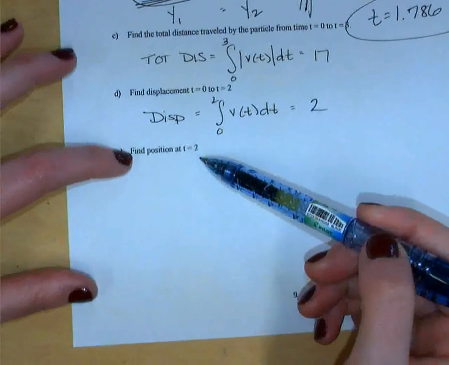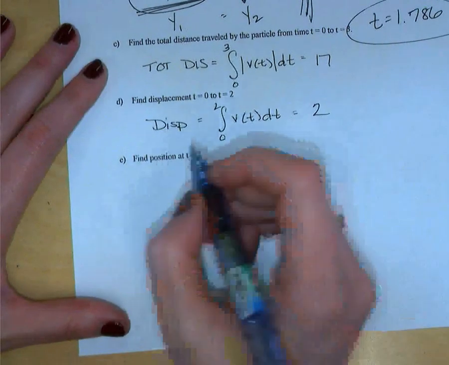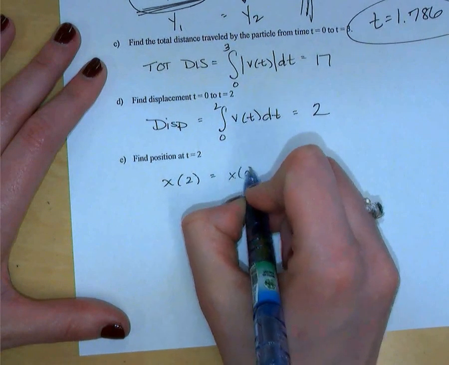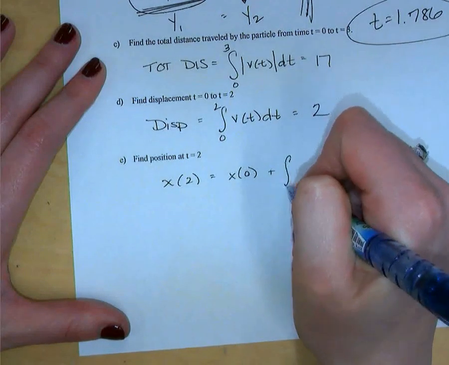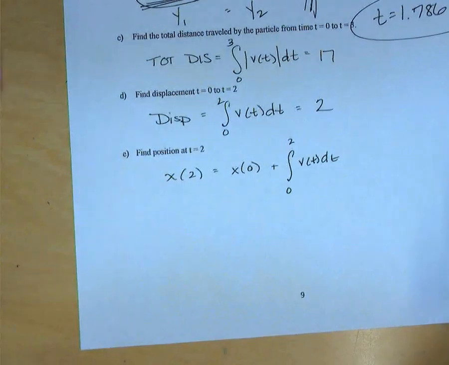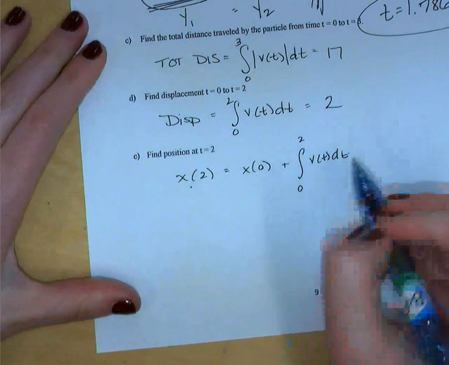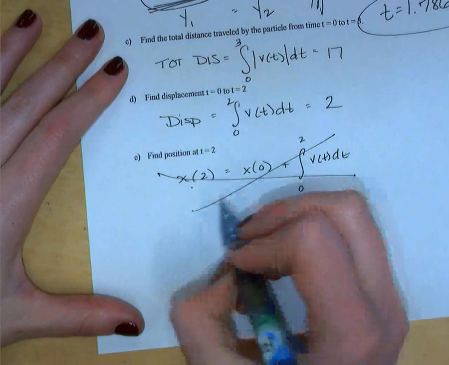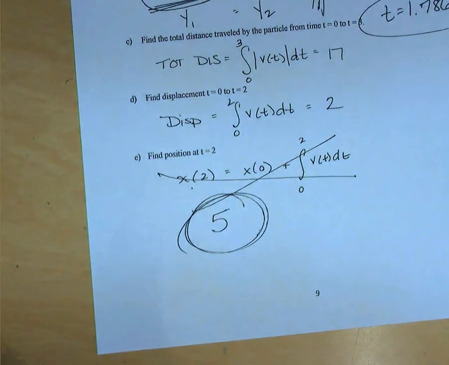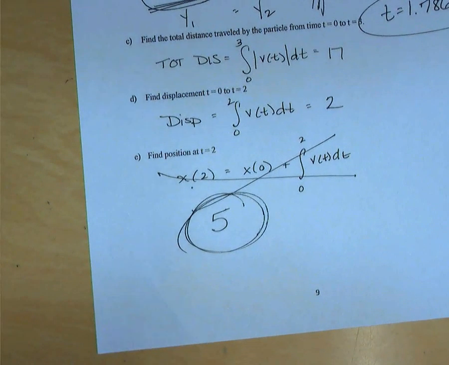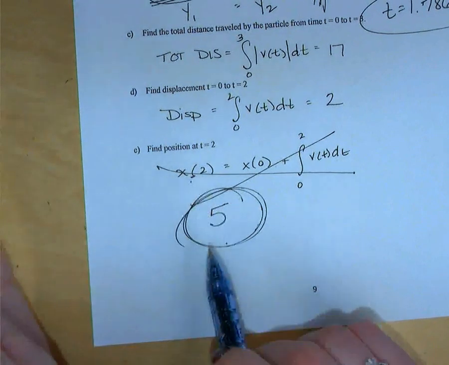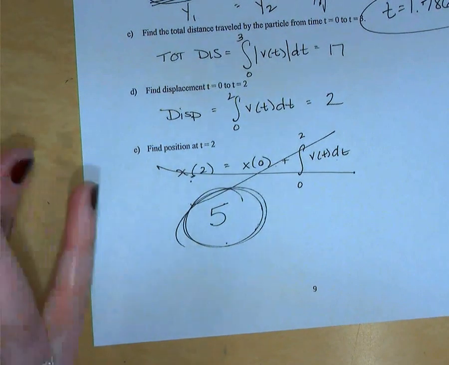Now, find the position at 2. If I set this up, that's a new position, x of 2 equals x of 0, where did you start, plus what was your displacement from 0 to 2. Okay, now looking at this, does that look familiar? Because you don't actually have to do any of this. The position at 2 is 5. That was your given information at the beginning of the problem. So this is just checking to see if you're following along. If you actually do this whole problem, though, you will get 5. Okay, so it will work out. You will get the same answer. Hopefully that helps a little bit and that makes a little more sense.